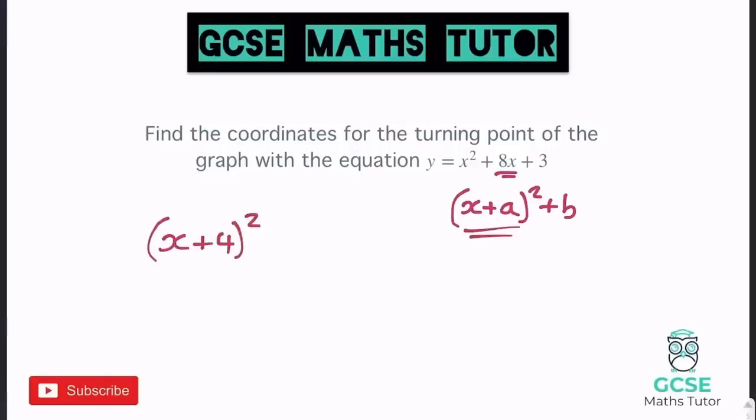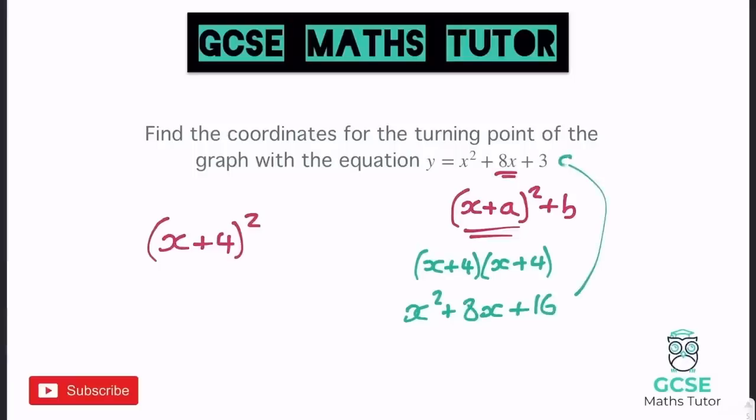And the reason you do that is because if we expand this bracket, x plus 4, x plus 4, we would get x squared plus 4x plus 4x, which would give us 8x, but we would get plus 16 at the end. So obviously it's similar to this part just here. We've still got the x squared, we've still got the 8x, but we've got plus 16. And we don't want plus 16, we want plus 3, because all we're doing is rewriting it in a different form, in this completed square form.